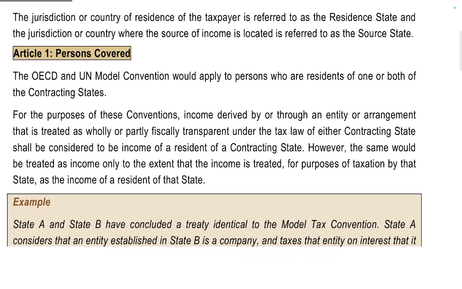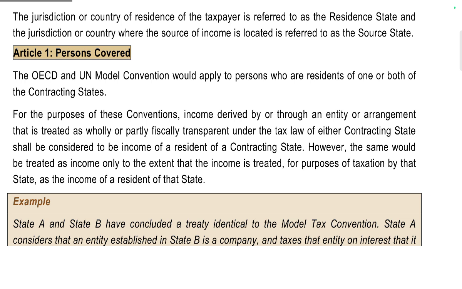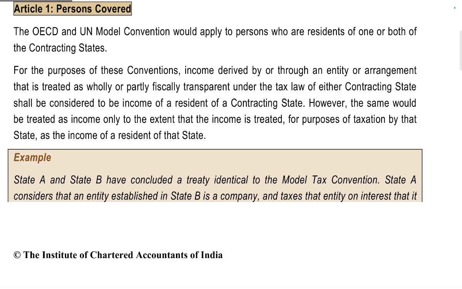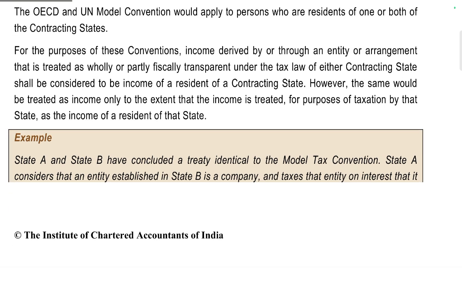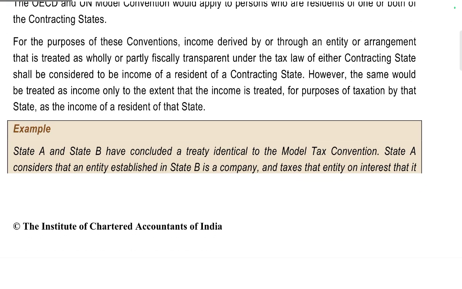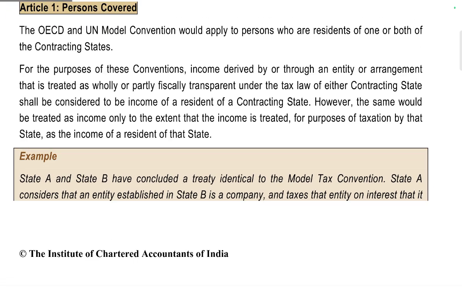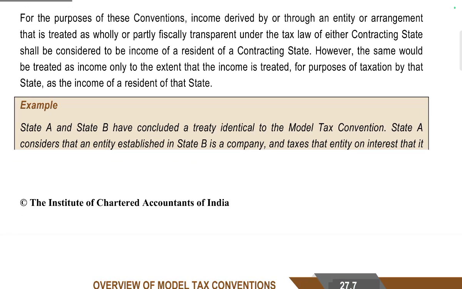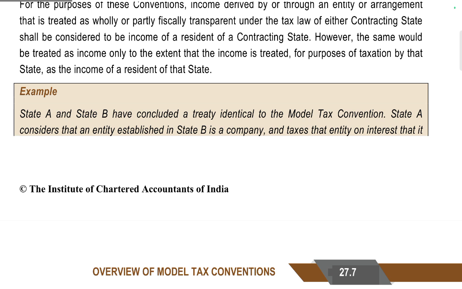Article 1, persons covered. The OECD and UN Models apply to persons who are residents of one or both of the contracting states. For the purposes of the convention, income derived by or through an entity or arrangement that is treated as wholly or partly fiscally transparent under the tax law of either contracting state shall be considered to be income of a resident of a contracting state, but only to the extent that the income is treated, for the purposes of taxation by that state, as the income of a resident of that state.